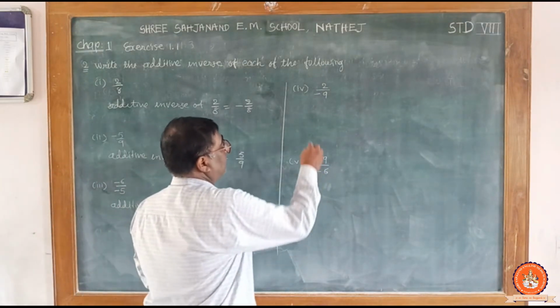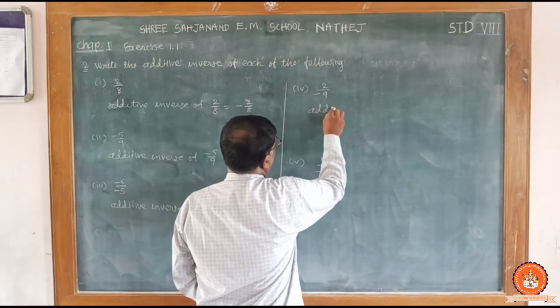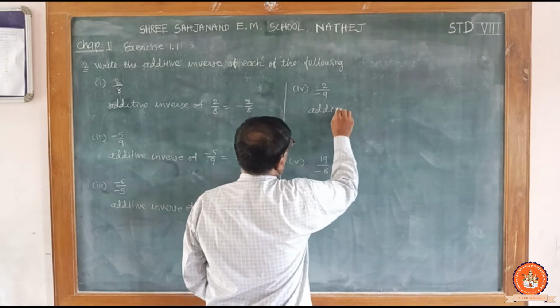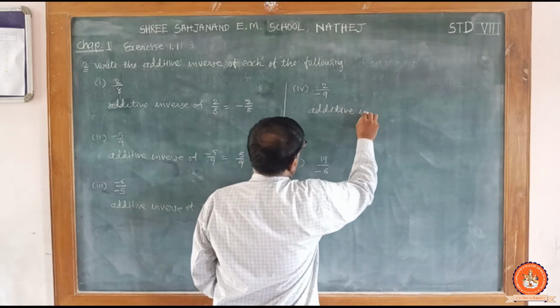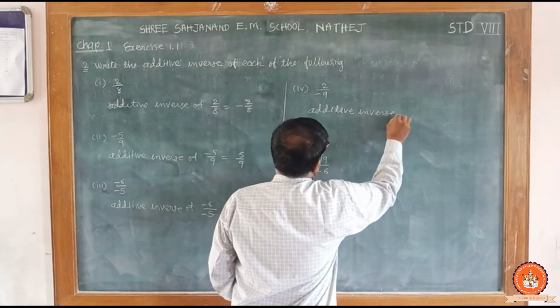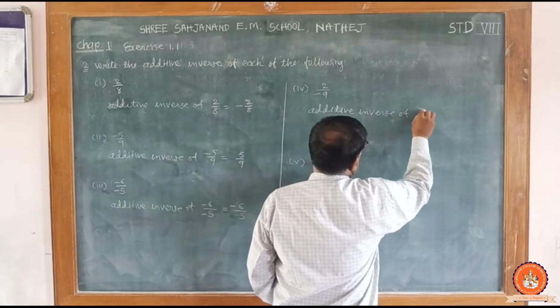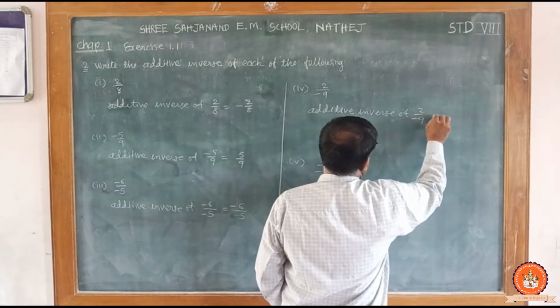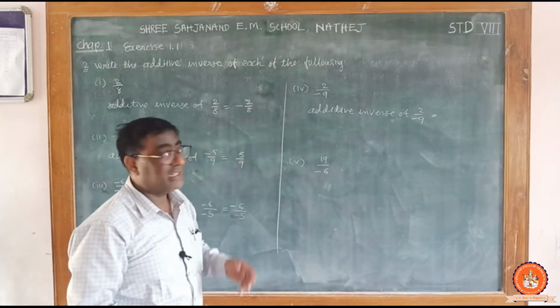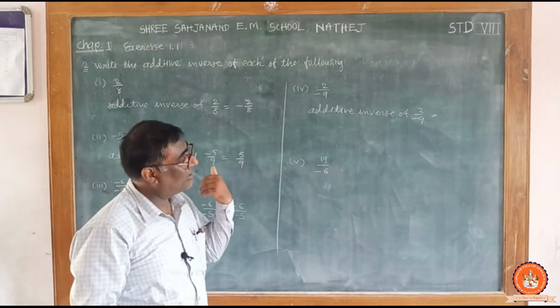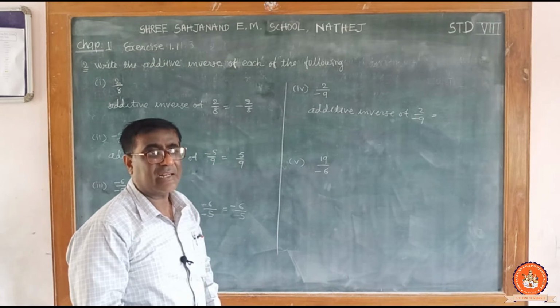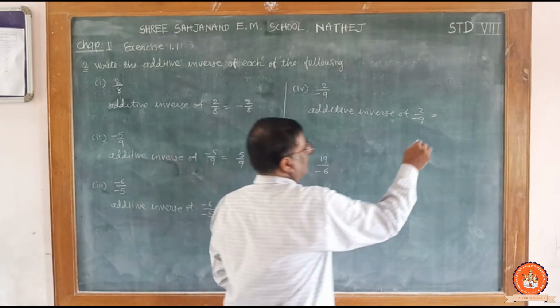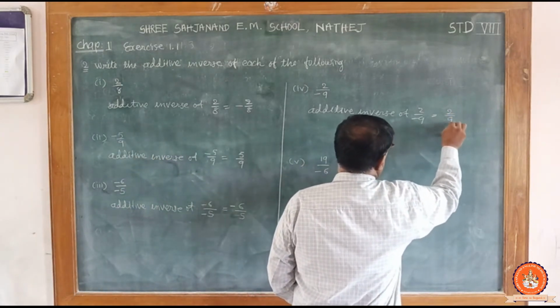Now here, additive inverse of 2 by minus 9 is equal to, see, there is a negative sign in the denominator. So cancel the negative sign and you will get the additive inverse, that is 2 upon 9.